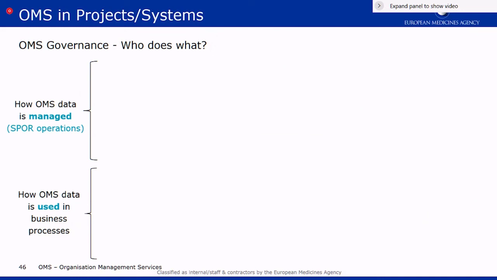Just to give you here, because sometimes there may be a very thin line between what is the responsibility of OMS and how can OMS support our users, and until which length can OMS go. So there are two main points that we would like to share, which is there are two main roles when we talk about OMS data. One of them being how OMS data is managed, so this is the whole SPOR operation. And the other one is how OMS data is used in each business process. I know they may seem very similar, but they are two very distinguished roles.